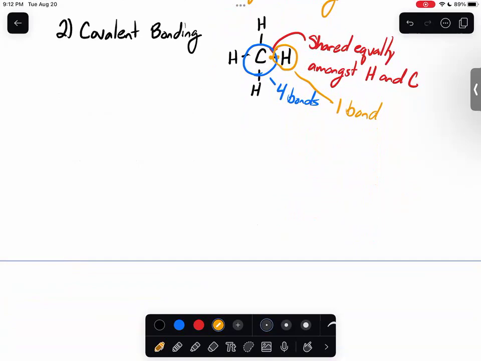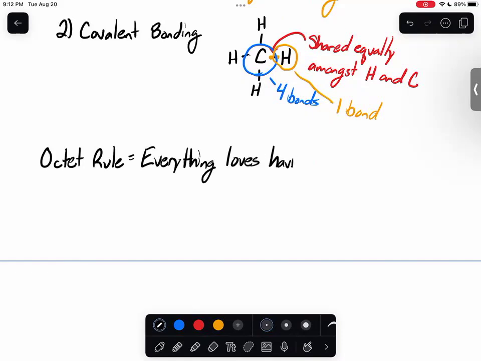So, if we're thinking about that, we actually have to think about something called the octet rule. And the octet rule practically states that everything wants to have 8 electrons in its valence shell, right? Everything really just loves having 8 electrons. Now, that being said, that's not necessarily true, so we'll put "everything" in some nice quotation marks, right? Because not everything loves to have 8 electrons, but we'll see those exceptions in just a second.